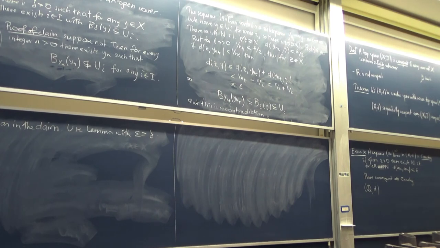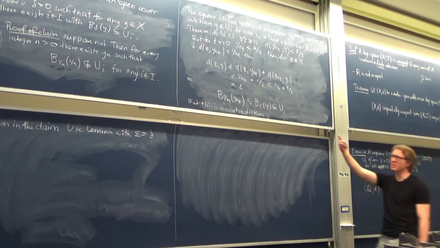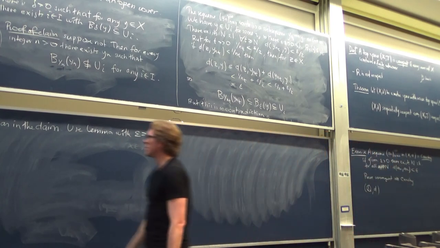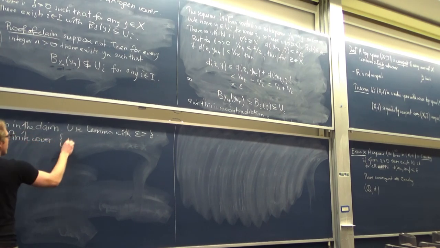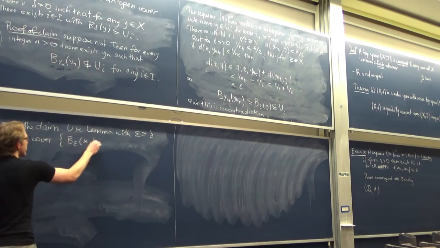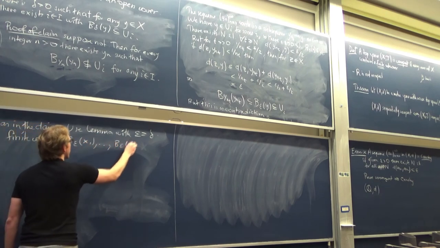Some finite cover by open balls of that radius. And more in particular, it works for this delta, which has this special property. So we get from the lemma a finite cover for some collection of points, and I can get what these points are.